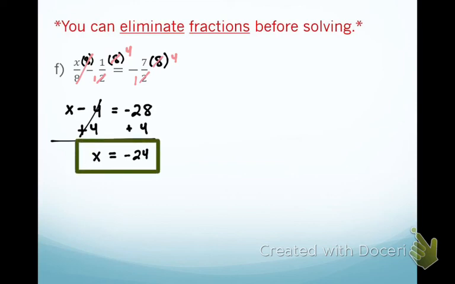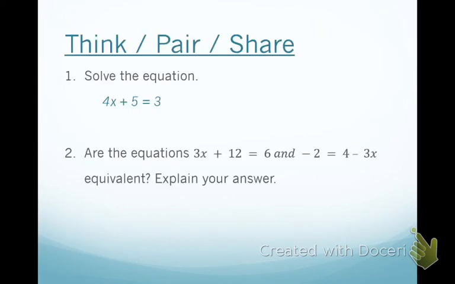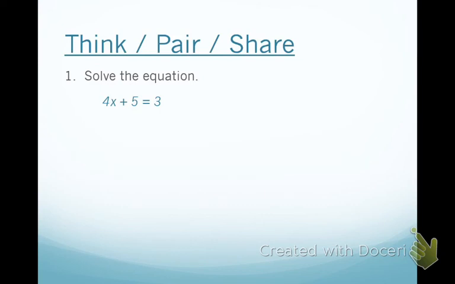All right, and we are not going to check this one today. All right, so next up we have a think, pair, share section. This looks very similar to what we have done today. I want you guys to try to do number 1 on your own.